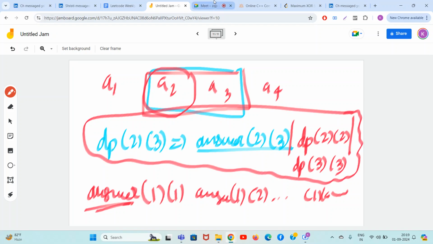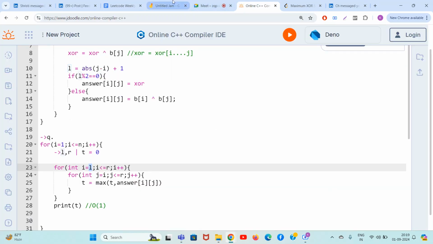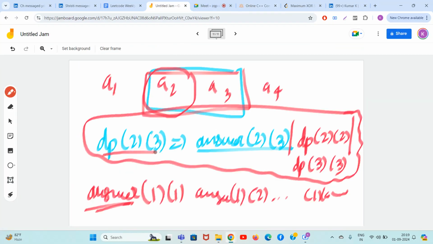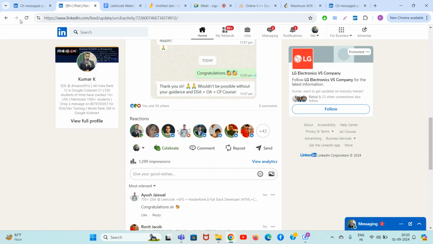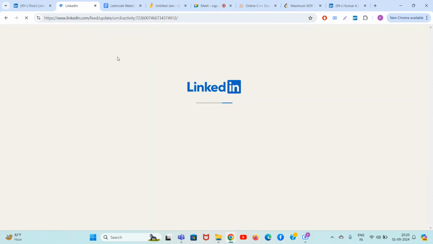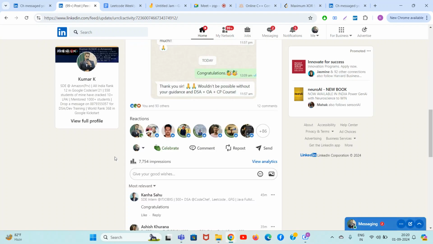This is so easy and brilliant, but people are not able to figure it out. So guys, please tell me which are the options when you are trying to find the answer. For DP[2][3], you should tell me that you have considered all the subarrays. So which are they? Great job, thank you Srishti Modi.